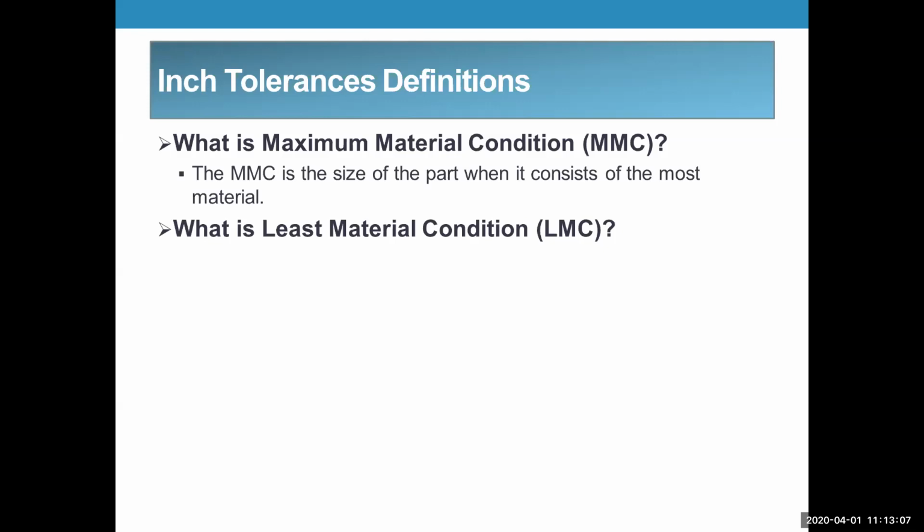All right, maximum material, as I kind of talked about already, is the size of the part when it consists of the most material. In the case of the shaft, it's when the shaft is the largest. In the case of the hole, it's when the hole is the smallest. And least material condition is the opposite, when the shaft is smallest and the hole is largest.